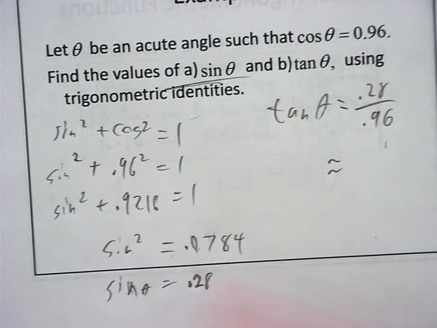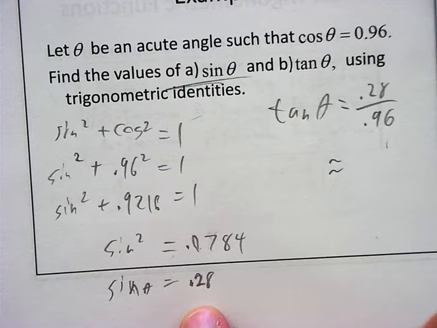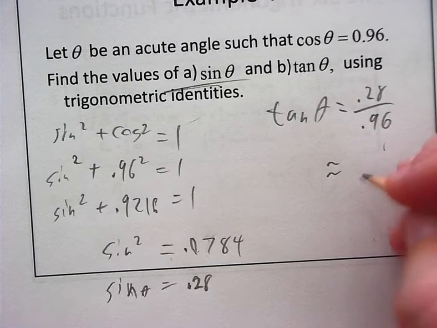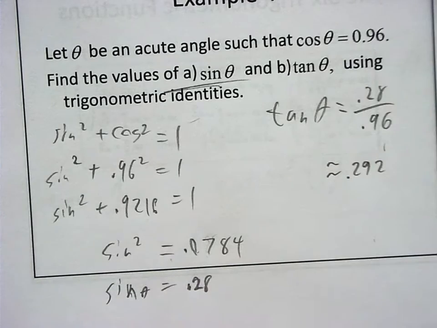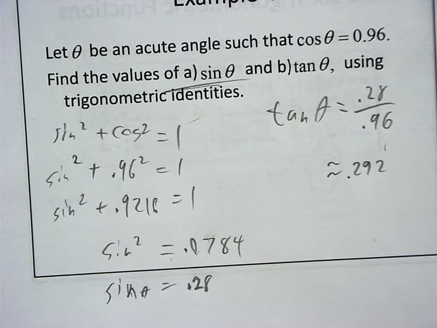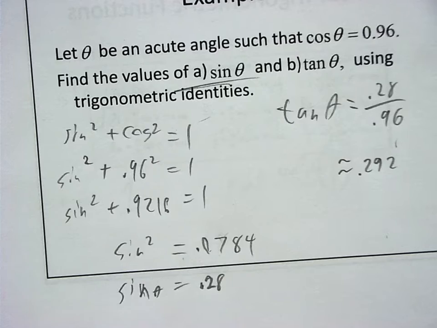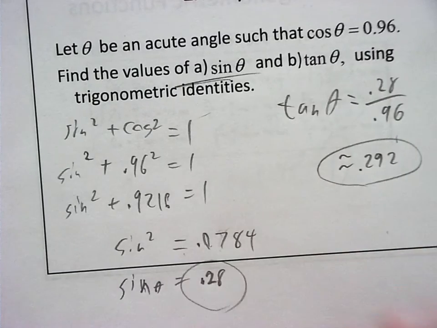Since we did 0.28 down here, I'd probably just keep it decimal, but what do you get? 0.292? It's like 0.2916 repeating, right? Yeah. Let's do another one like that.